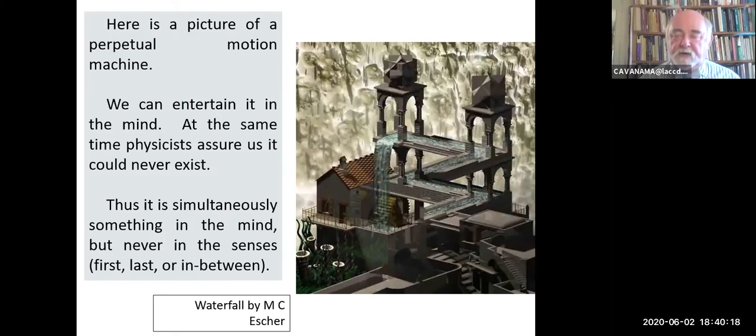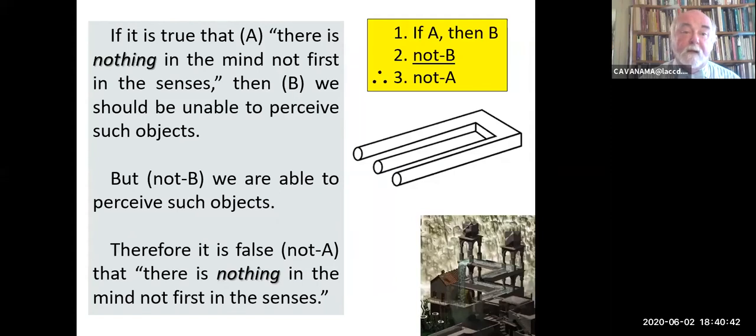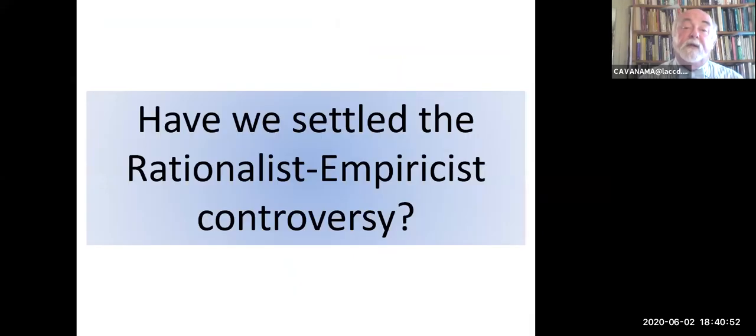This is a picture of a perpetual motion machine. It's a machine that puts out infinite output with no further input of energy into the system. Physicists tell us this is impossible to do. This is impossible to build. And yet we can see it. What's going on here? If Locke was right, if there's nothing in the mind not first in the senses, how could we even see that? Well, it must be false that there is nothing in the mind not first in the senses. If that is false, Kant at least gives us an alternative way of dealing with such matters.